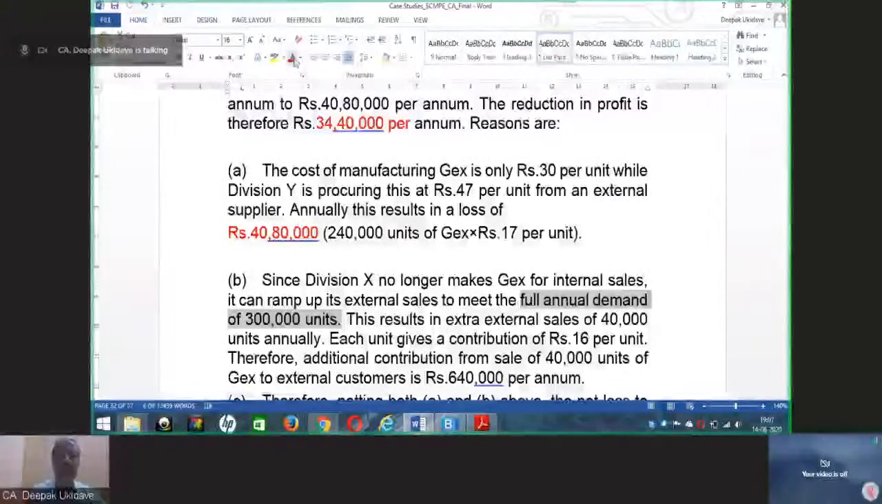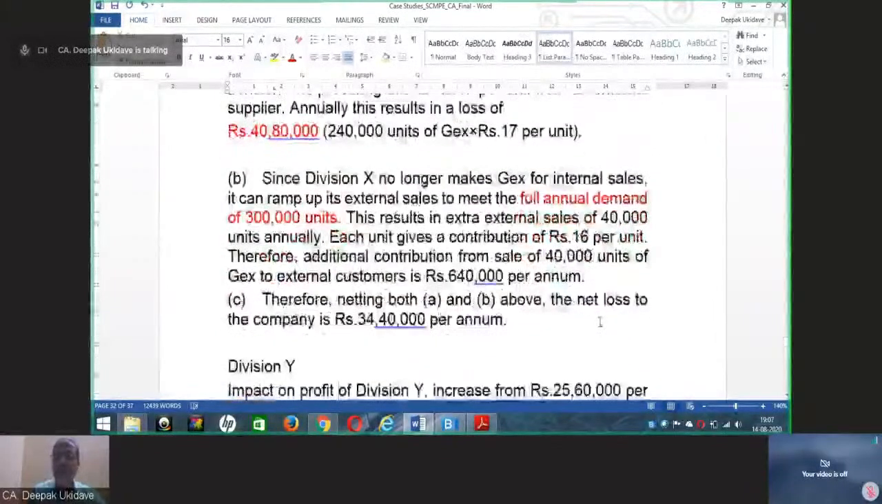Now if you cater to the external market 3 lakh units, obviously you are making an additional contribution from 40,000 units. In the earlier model, division X was supplying only 2,60,000 units to the external market, but now it is supplying 3 lakh units. So it is supplying 40,000 units extra, and by supplying 40,000 units it gets an extra contribution of 16 rupees per unit. So it is earning an extra contribution of 16 rupees per unit on the 40,000 units it is supplying extra to the external customer.